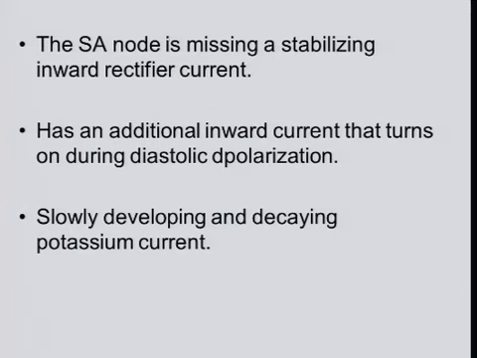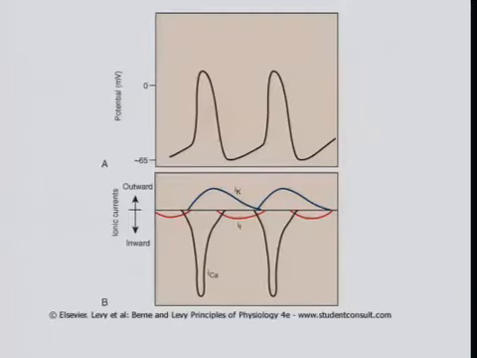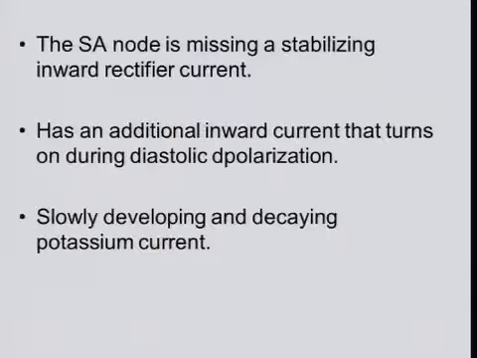But the thing that's really important about the SA node is not what's here. It's what's not here. And so the SA node is missing a stabilized inward rectifier current. It doesn't have that high K conductance at the resting membrane potential. And because it doesn't have that, that potential is unstable. By blocking IK1, you can render most excitable cardiac cells automatic. They will start to pace simply by blocking that current. So that's really the thing that makes it a pacemaker cell, is the lack of an inward rectifier current.